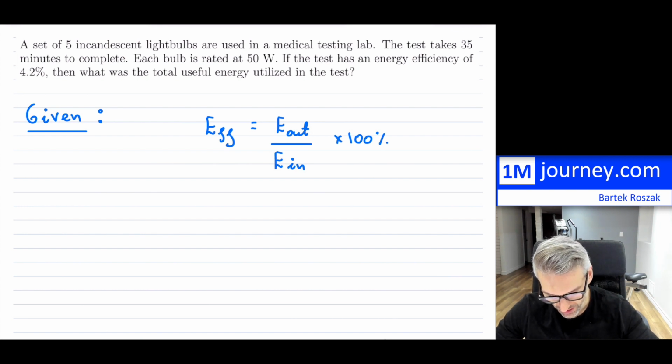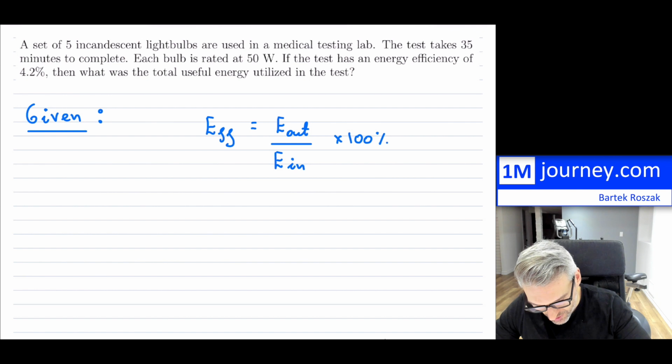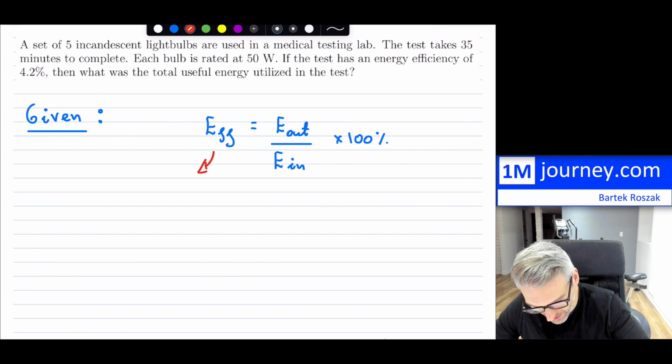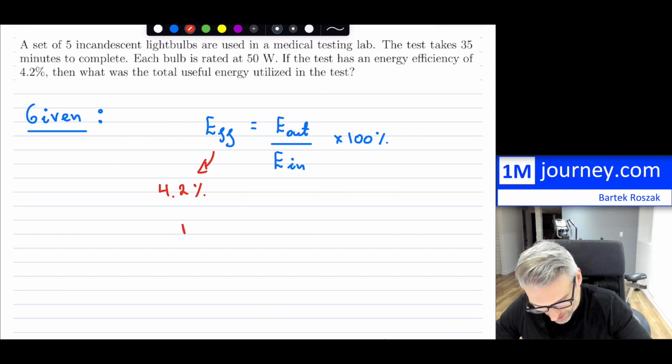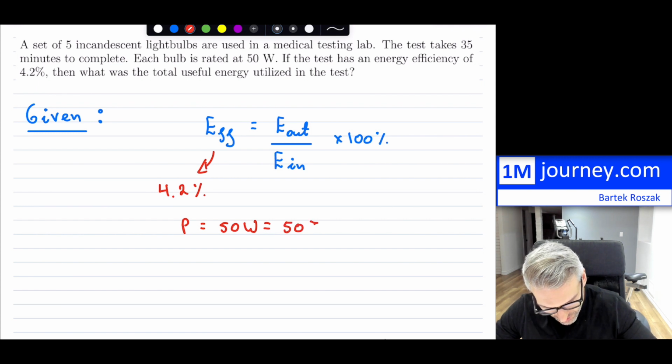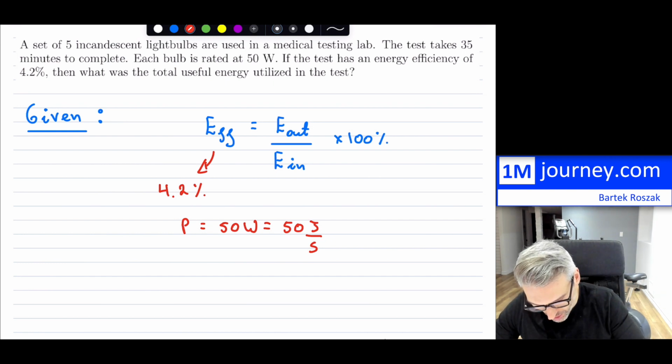Now we need to figure out what we actually have given. So first of all, we do have this, right? With regards to this example, this right here is 4.2%. So I know what that is. And what else do I have? I have power. Let's take a look here. The power of the bulbs is 50 watts, which really is 50 joules per second, because that's what a watt is. Now, recall that power is equal to the energy, or the work, divided by the time, or the change in time.